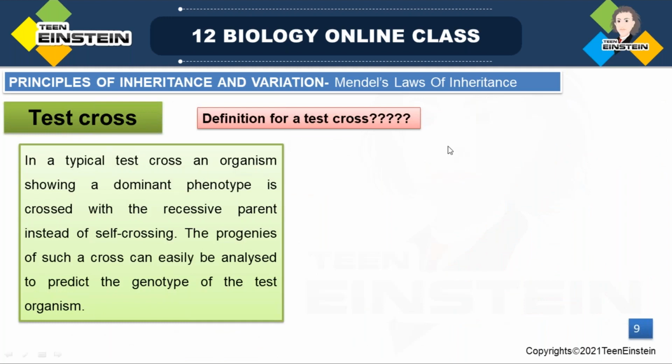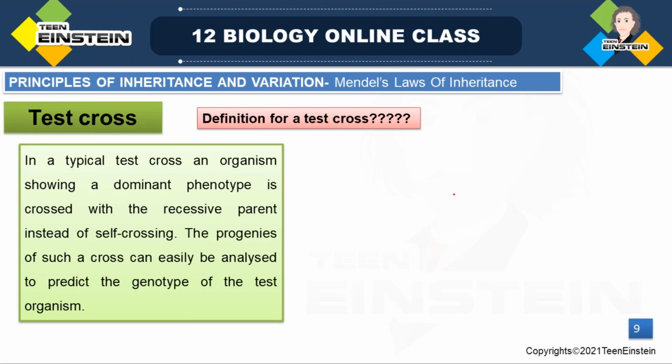So what is the definition of a test cross? In a typical test cross, an organism showing a dominant phenotype is crossed with the recessive parent instead of self-crossing. The progeny of such a cross can be easily analyzed to predict the genotype of the tested organism, right? So how can we find out the genotype? It should be crossed with the recessive parent, and by seeing the offspring, we can predict the genotype of that tested organism.